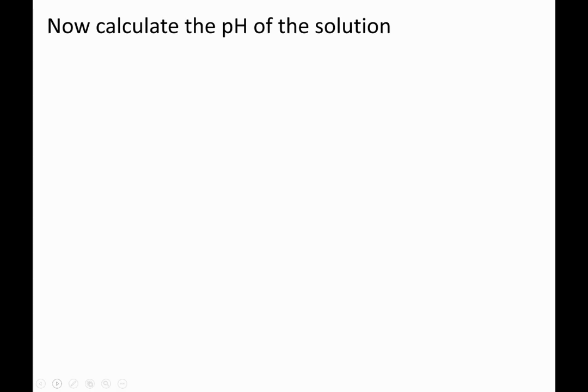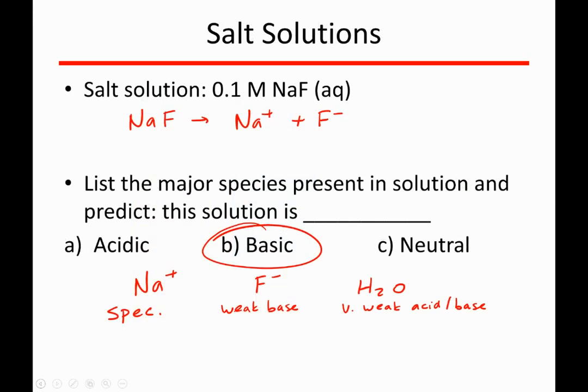Now let's talk about how we would calculate the pH of this solution. So the idea behind this is to use the list of major species to help us write the reaction that governs what the pH is. We'll go back and take a look at the list again. And what we have here is our weak base, F-, reacting with water, right? Na+ is just a spectator. So since F- is a base, water will have to act as an acid in this reaction. Because both are weak, this will be an equilibrium reaction.